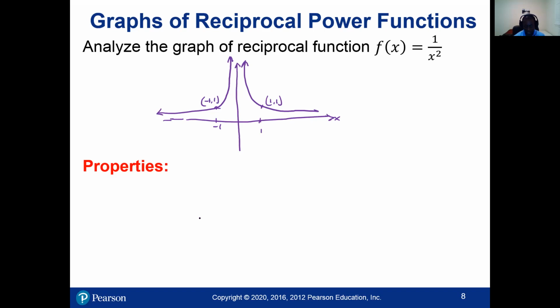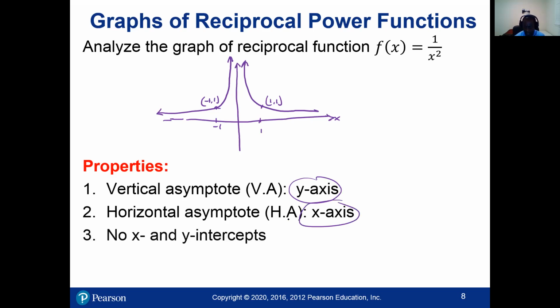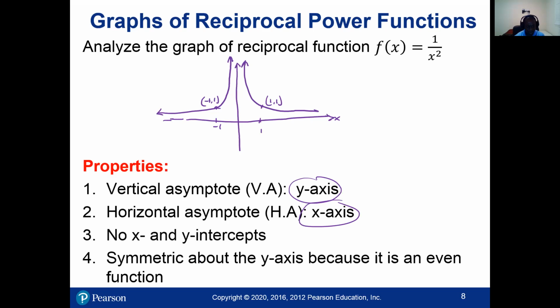All right. Now, what are the properties of this? One, the vertical asymptote is the y-axis. Two, the horizontal asymptote is the x-axis. It also doesn't have x and y intercepts. That's 3. And then 4, this function is even, because if you plug in -x as we did in chapter 2, and square it, you get the same 1 over x squared, which is equal to f of x. So f of x here is even, and if it's even, it's symmetric with respect to the y-axis. That is why the graph looks like that.